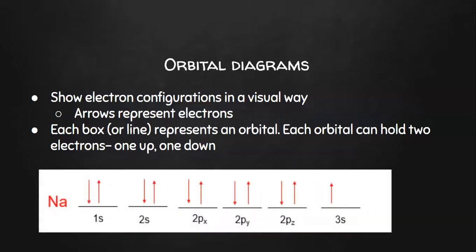Okay, so this is the orbital diagram for sodium. Now, sodium's configuration is 1s2, so there's 2 electrons in the 1s orbital, 1 up, 1 down. 2s2, so 1 up, 1 down. 2p6, so we have 6 electrons in those 3 orbitals, 2 in each, and 3s1.